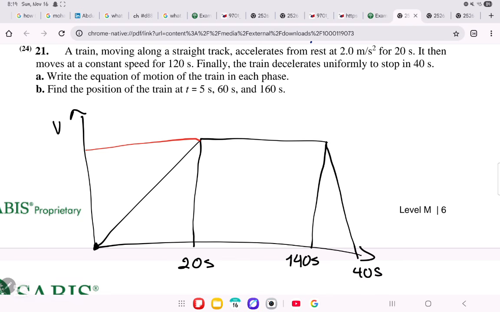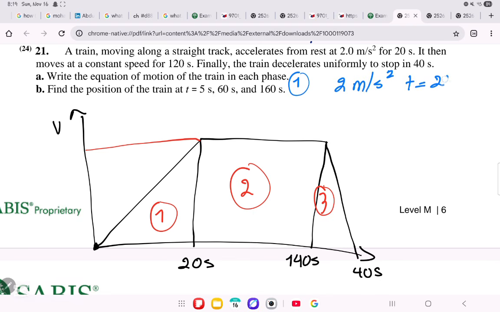So here what do I have? I'm going to call this 1, 2, and 3. For 1, what do I have? I have acceleration, 2 meters per second squared. I have time, 20 seconds. And I have v initial, which is from rest, which is 0 meters per second. So how can I find the equation of motion? Delta x is equal to 1 over 2 a t squared plus v0 t. v0 is 0, so this goes bye-bye. Then I will have 1 over 2 times 2, which is 1, times t squared, which is 20 squared. So it's going to be 400.